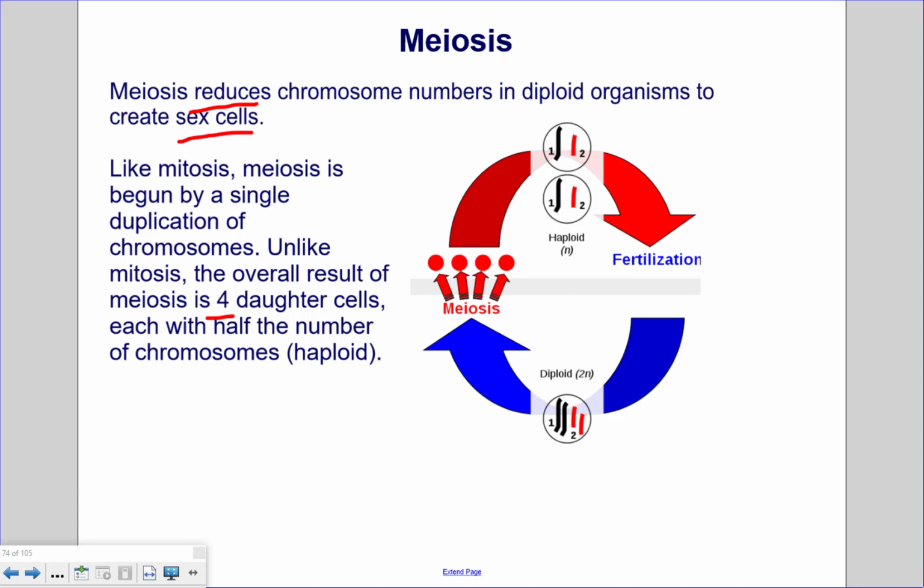So in the diagram here, on the bottom, we see a diploid cell that has two sets of chromosomes. It undergoes meiosis to produce 4 daughter cells, as seen here. And then 2 examples of gametes, the sperm and the egg, come together, and by fertilization, they produce a new diploid cell, which will be a new individual.